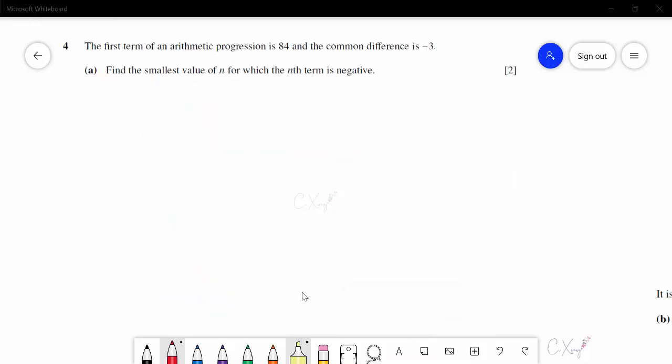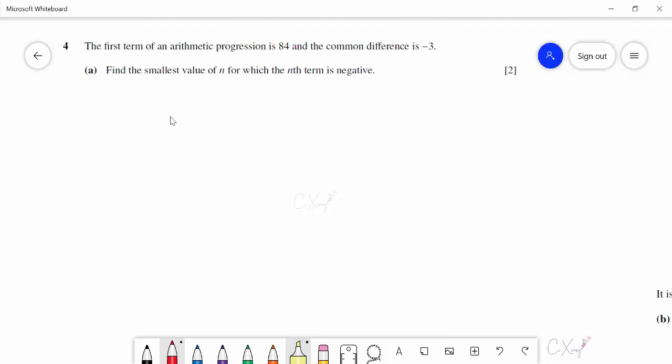Okay, so question number 4. They mention the first term of an arithmetic progression is 84, and the common difference is -3. So from here, we should know that a equals 84 and the common difference is -3. They want us to find the smallest value for n for which the nth term is negative.